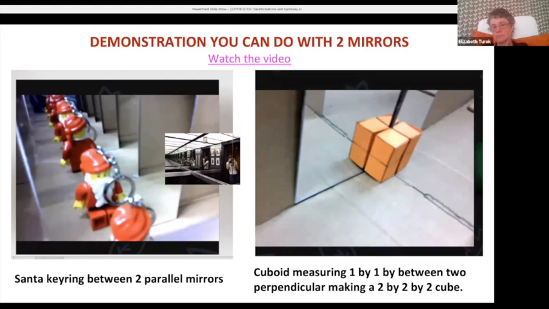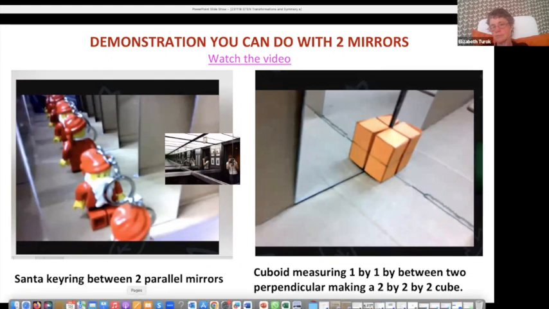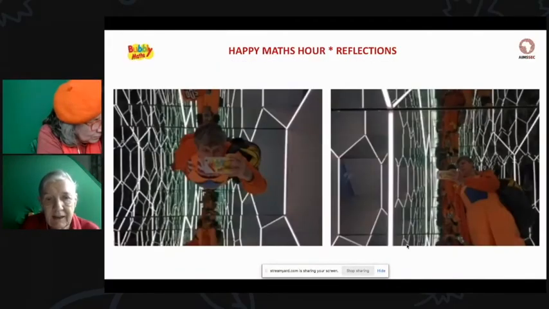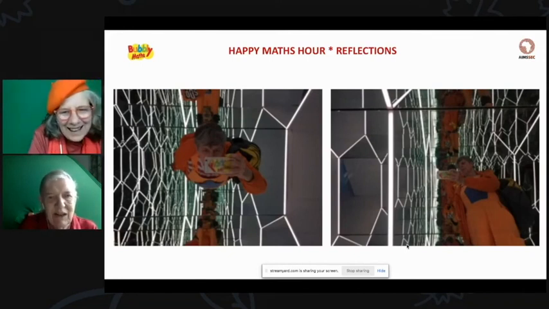and that is reflected in mirrors that are at right angles to each other. Now we're going to watch a video. Here's Caroline again, 2 views of Caroline between the mirrors, and you can see multiple reflections of Caroline. So we're getting more than our money's worth. Lots and lots of Carolines.